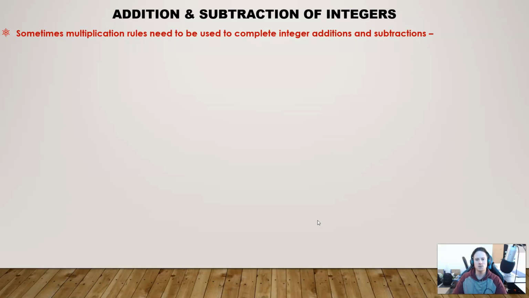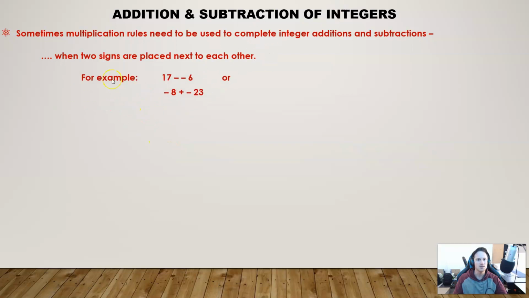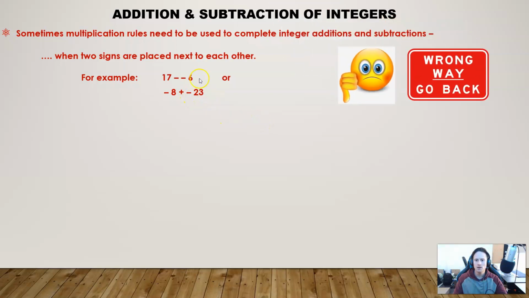Sometimes multiplication rules need to be used to complete integer additions and subtractions. So we're going to have a look at some representations when two signs are placed next to each other. An example of things you might see: 17 take negative 6, or negative 8 plus negative 23. These questions are not represented in the best way, and you'll need to change the representation in order to correctly answer them.